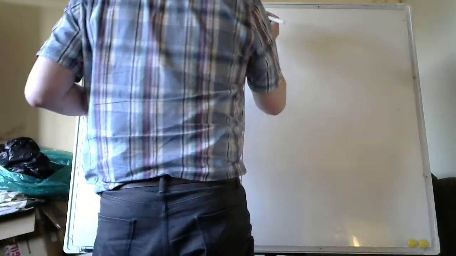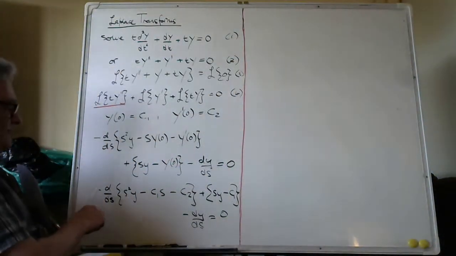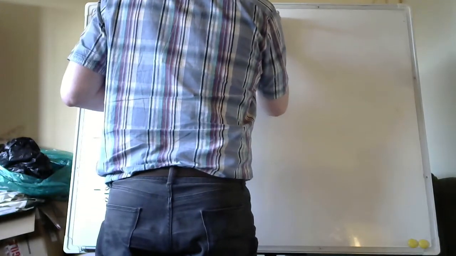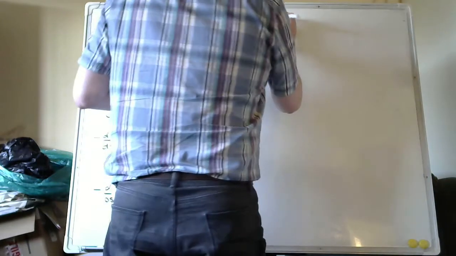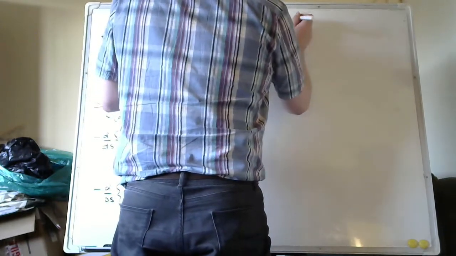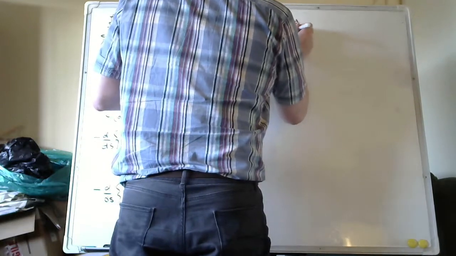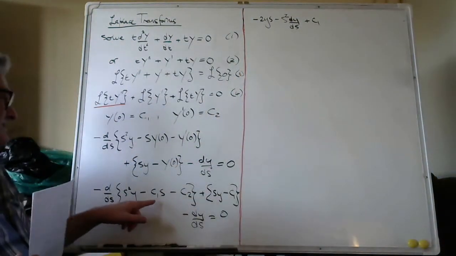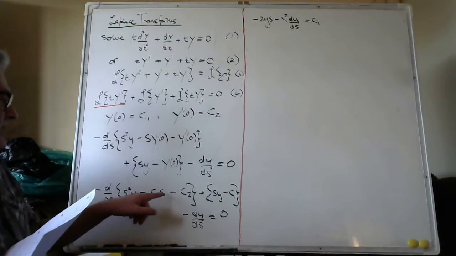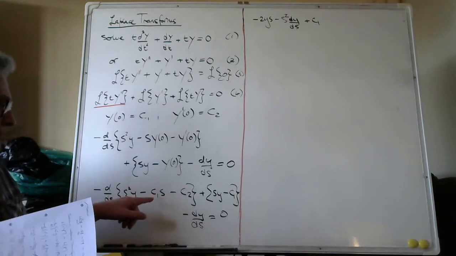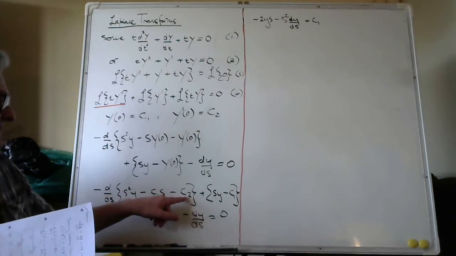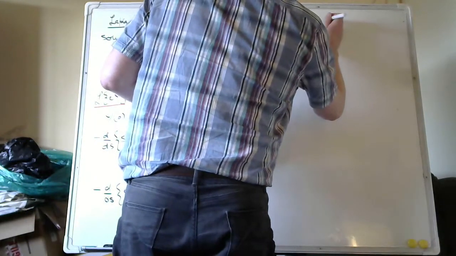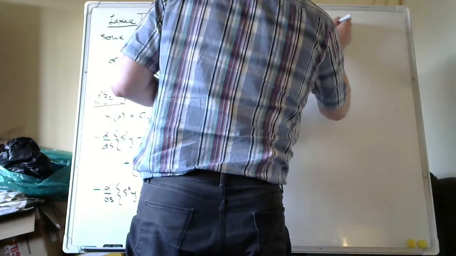So what we've got is, if we take the derivative of s squared y, we get minus 2ys minus s squared dy by ds plus c1, because the derivative with respect to s of c1s is just c1, and the derivative of that constant there is just 0. So we've got a plus, or is it a minus 0? It doesn't really make any difference.